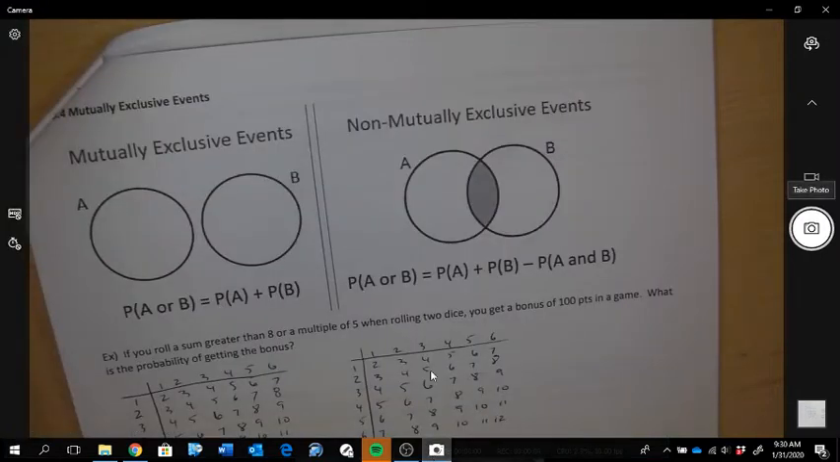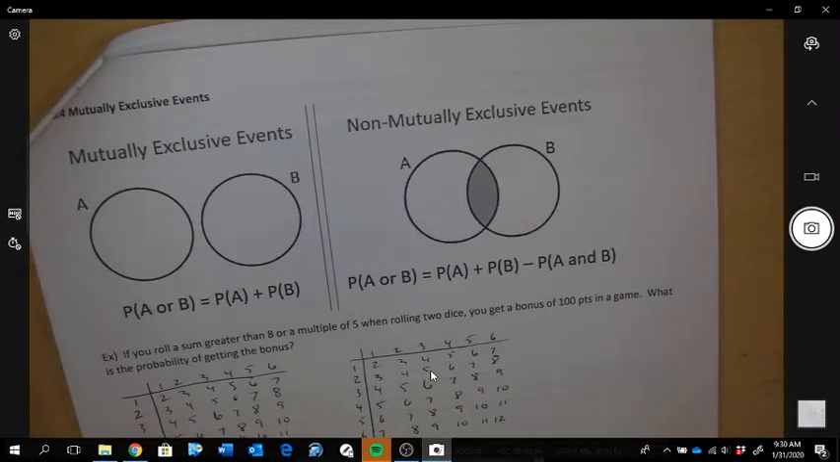Okay, 5.4 is mutually exclusive events. If you are mutually exclusive, it means you don't have any overlap. So the probability of A or B happening is just the probability of A plus the probability of B.